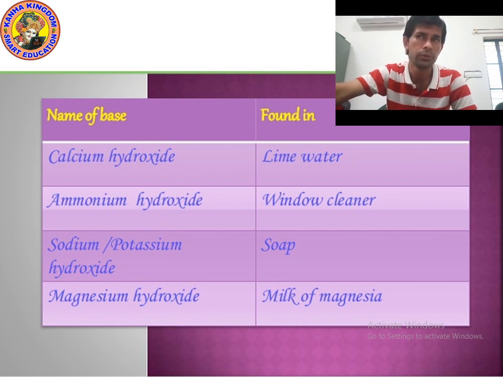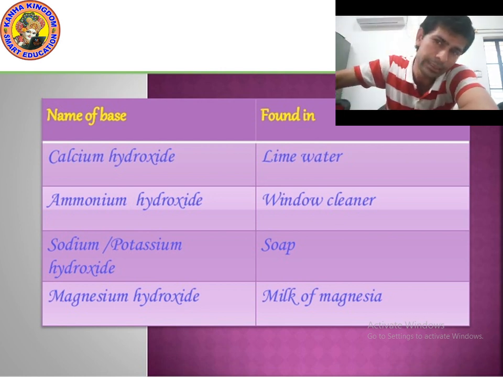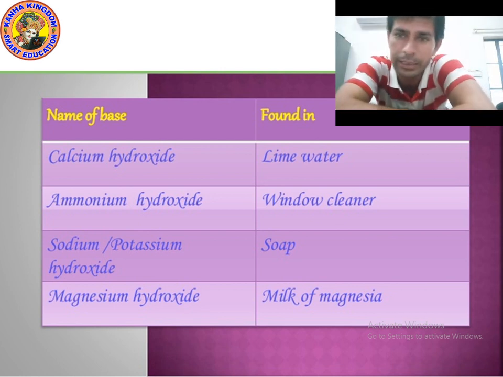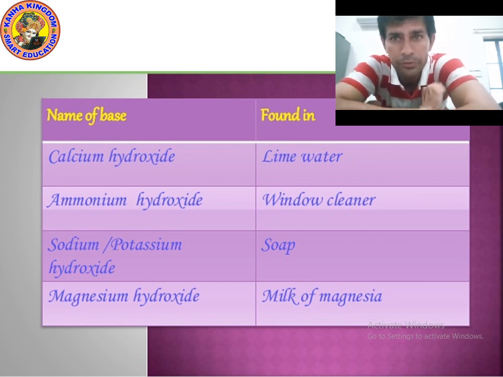Now I will show you the picture of litmus paper. You already know about litmus. Yes, litmus is a natural indicator, which is used to test whether an object is acidic or basic in nature.